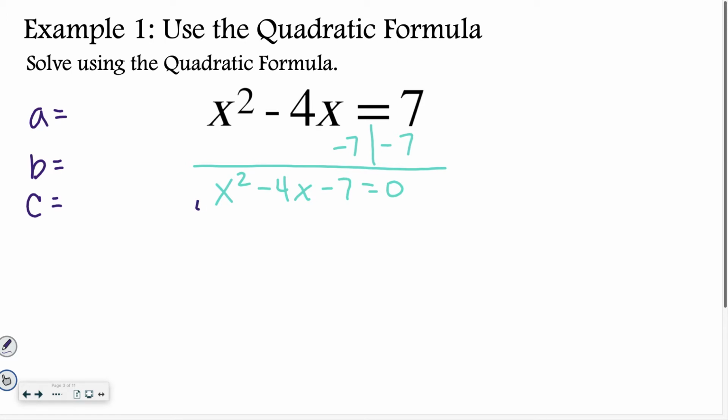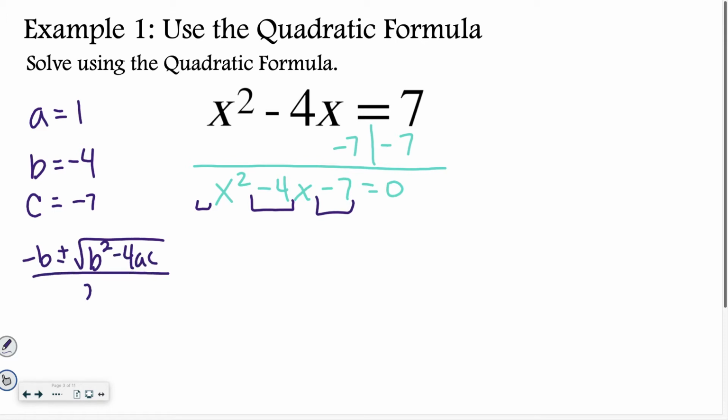My a value is what's in front of my x squared. In this case, it's an invisible 1. My b value is this negative 4. And my c value is negative 7. So now I'm going to plug those into my quadratic formula. Okay. And like I said, this is probably going to look a little scary at first.